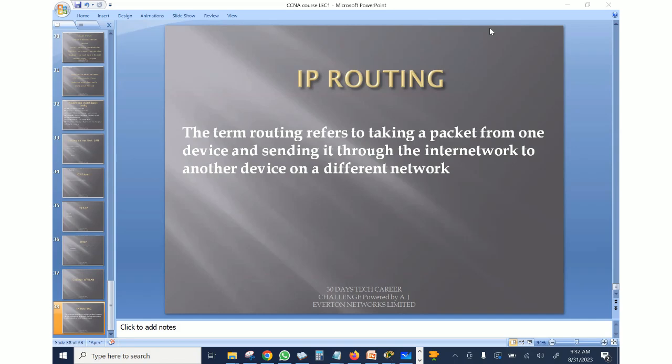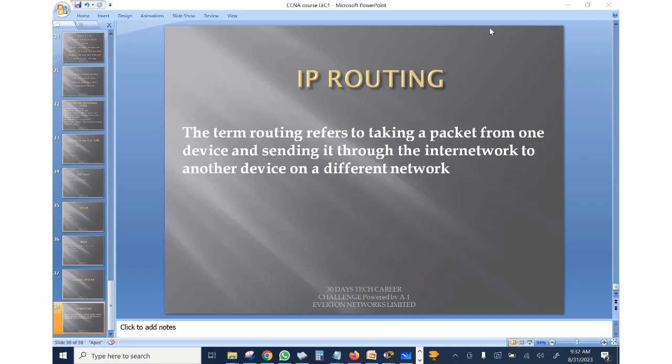The definition says the term routing refers to taking a packet. If you remember, I said traffic at layer 3 is called packets. Go and watch my lecture on the OSI layer if you don't know what a packet is. A packet is just traffic, okay? Taking a packet from one device and sending it through the internet network to another device on a different network.